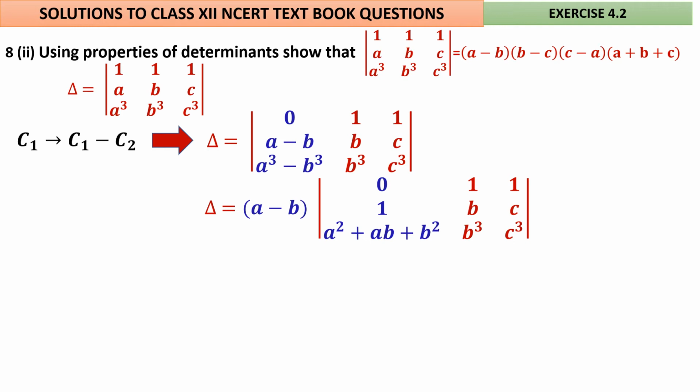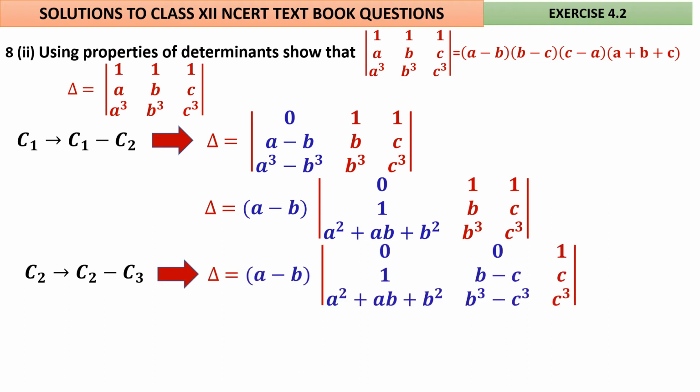Now, what is the next factor there? b minus c. Therefore, I want c2 is equal to c2 minus c3. Okay, let us do it now. Therefore, b minus c, then b cube minus c cube. c2 is changed now. c2 is c2 minus c3. Therefore, you got the second column changed. b minus c and b cube minus c cube. The same thing. b minus c will come out from the second column.